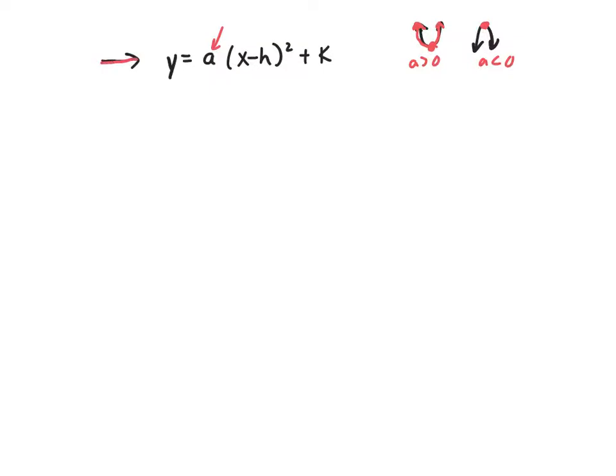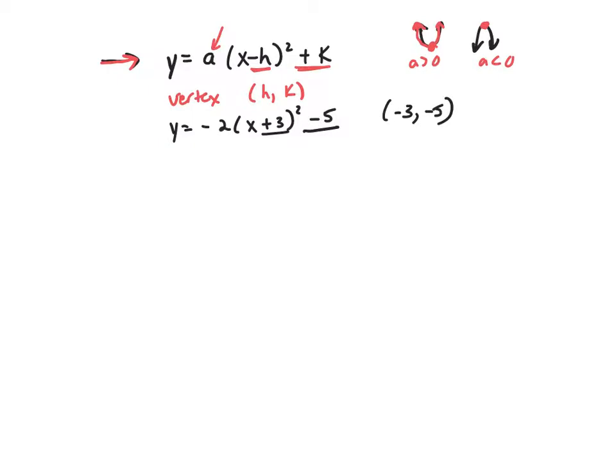And if your equation is written in this form, you can just pick your vertex off. Your vertex will be (h, k). Opposite sign of whatever's here, same sign here. So if you had y equals negative 2 (x plus 3) squared minus 5, the vertex would be (negative 3, negative 5), opposite, same here. And this parabola would open down because you have a negative 2 out front.